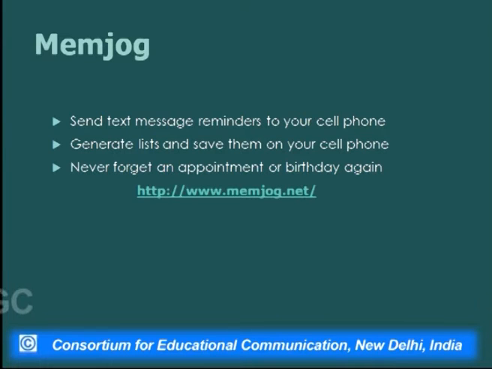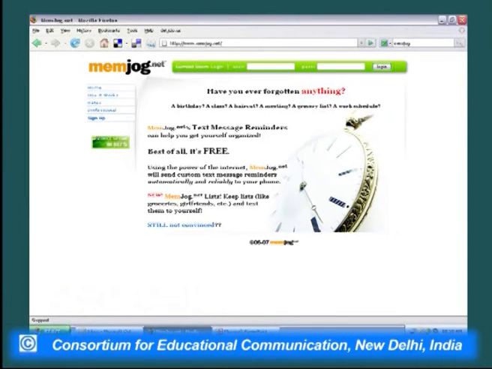MemJog is one of them. They send text message reminders to your cell phone, generate lists and save them on your cell phone. Never forget an appointment or birthday again. To see all those details, you can go to the memjog.net website, and you can get all the details easily. These things can be used easily.